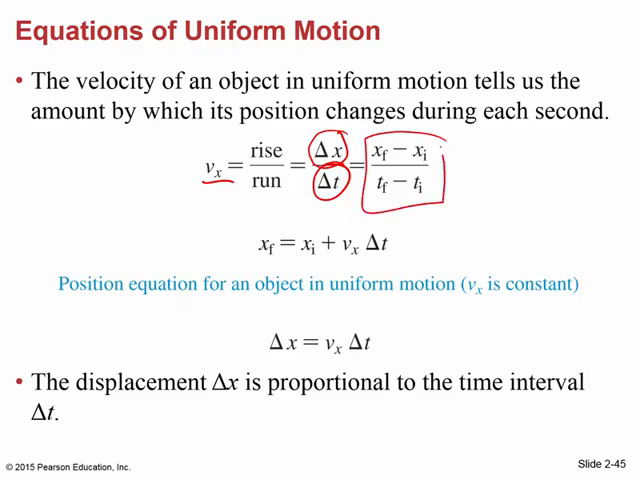Notice we can break it down this way because remember, what does delta x mean? It means change in. So x final minus x initial, and it's always x final minus x initial. Always. Same thing with delta t: t final minus t initial.